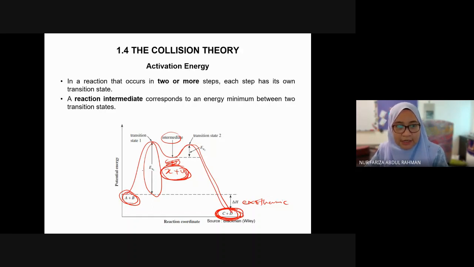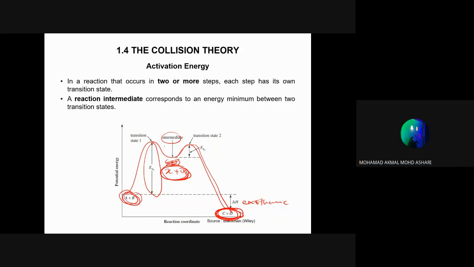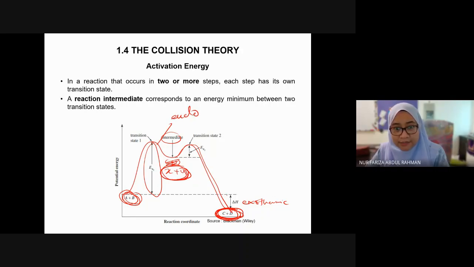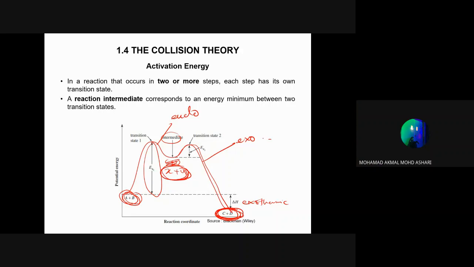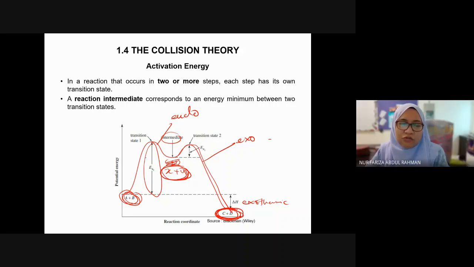Tapi kalau kita boleh pecahkan, kita boleh check AB jadi XY. Is it exo, endo, guys? AB jadi XY. Endo. It is endo. XY, CD. Exo. Okay? So yang endo ni lah yang selalunya leceh sebab dia punya EA dia tinggi. EA dia tinggi. Okay?